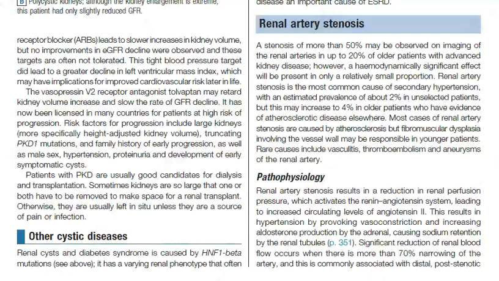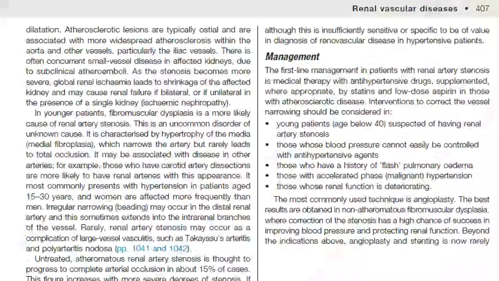Pathophysiology. Renal artery stenosis results in a reduction in renal perfusion pressure, which activates the renin-angiotensin system, leading to increased circulating levels of angiotensin II. This results in hypertension by provoking vasoconstriction and increasing aldosterone production by the adrenal, causing sodium retention by the renal tubules. Significant reduction of renal blood flow occurs when there is more than 70% narrowing of the artery, and this is commonly associated with distal post-stenotic dilatation.